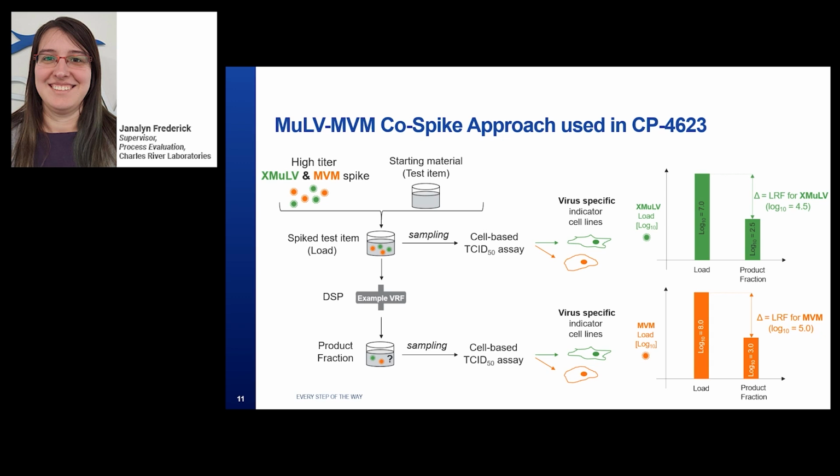In the example on the slide, the same process as a single spiking approach was used, with a load sample being assayed by TC-ID50 at the start of the process, and the product fraction being assayed at the end. The samples would then go on both indicator cell lines, and the log reduction value would be calculated for both viruses. Now, Artur will discuss the chromatography method development for the study.